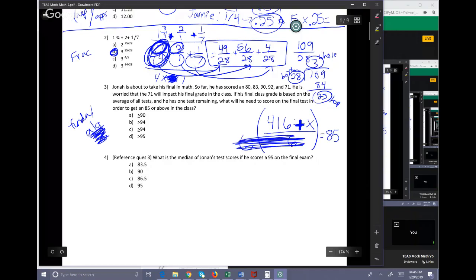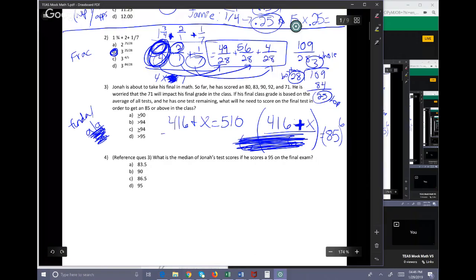If we multiply 416 plus X over 6 by 6, we get rid of both 6's there. So now I just have 416 plus X equals, don't forget that always what you do to one side of an algebraic equation has to then be done to the other side. And what you will get when you do that is 510 over here. So 85 times 6 is 510.